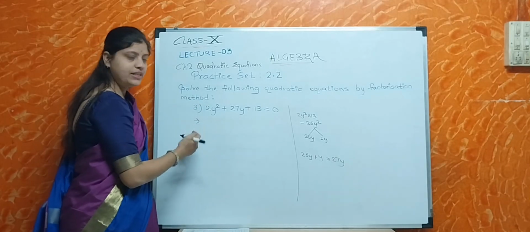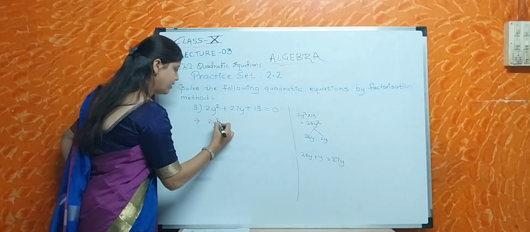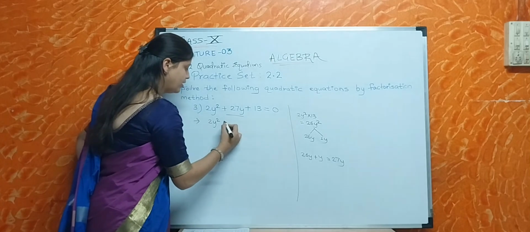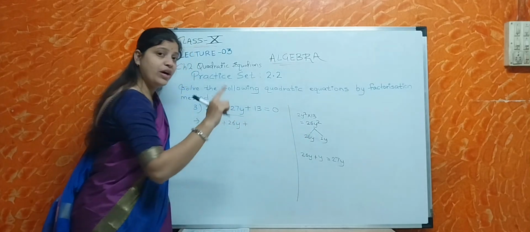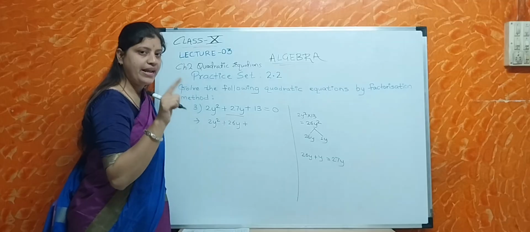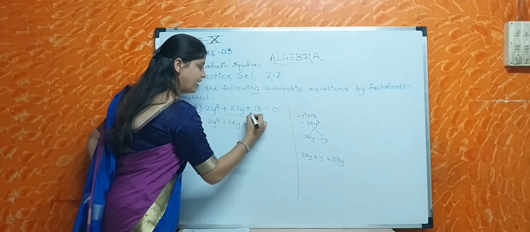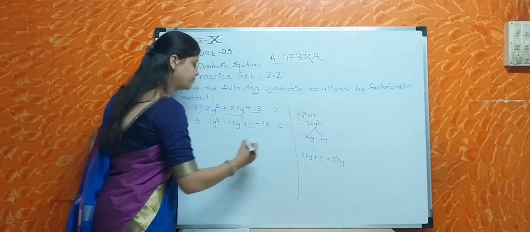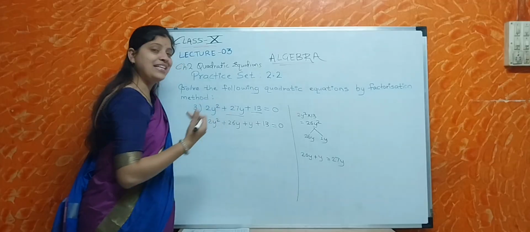Now the step here is to write the first term as it is. So 2y square. Instead of the second term, we will write plus 26y plus, we can write 1y or simply y itself. Both are the same. So plus y, and the remaining third term as it is, plus 13 is equal to 0. Understood up to this?